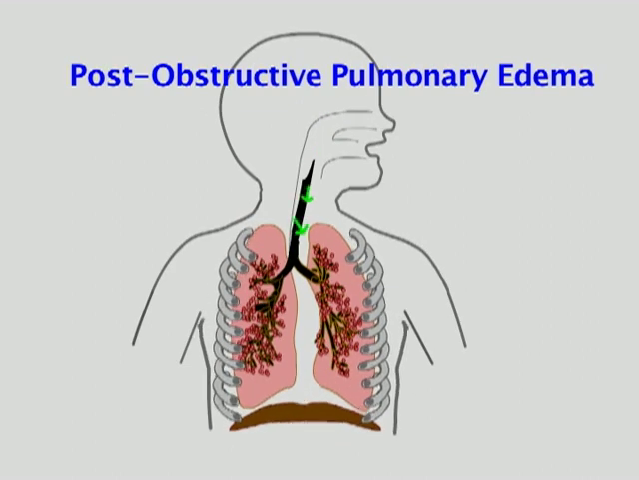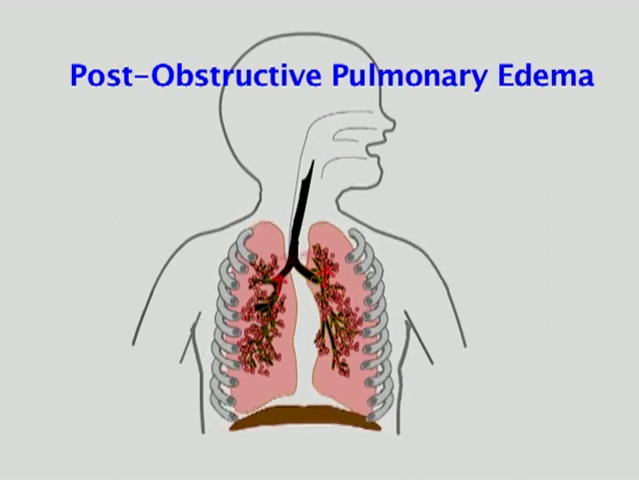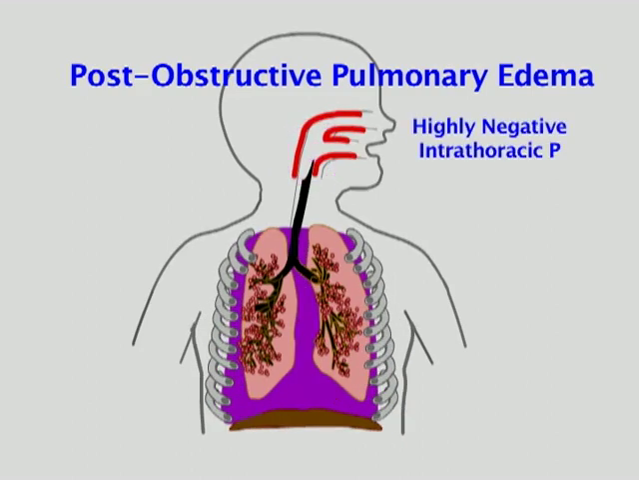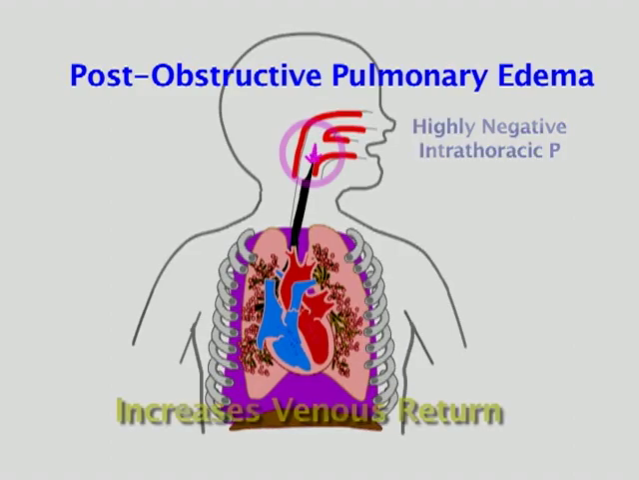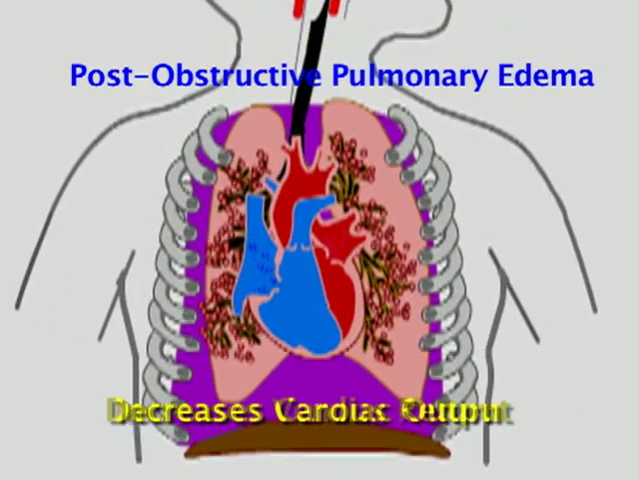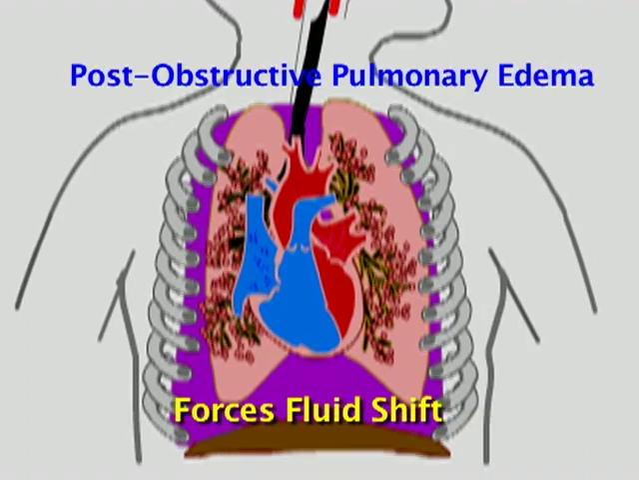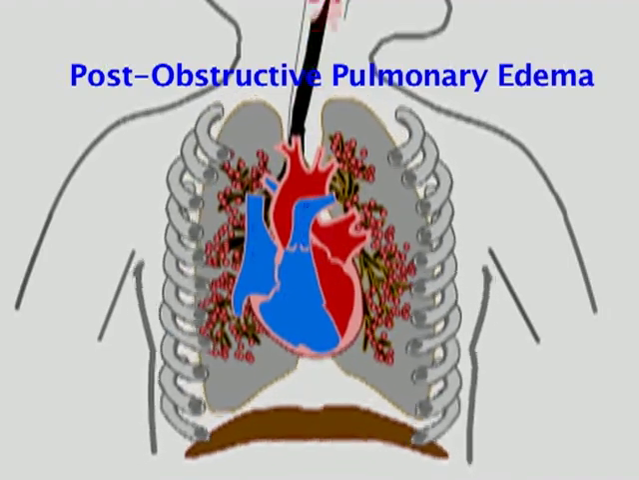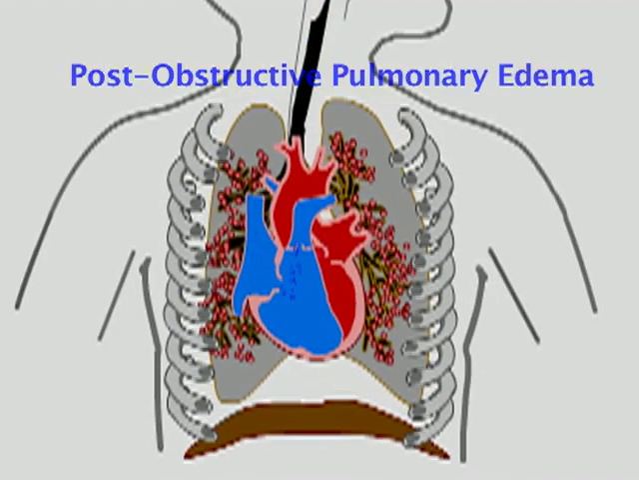POPE 1 occurs when forceful attempts to inhale against an obstruction create highly negative intrathoracic pressure. This in turn increases venous return, decreases cardiac output, and forces intravascular fluid to shift into the alveolar space in the lungs. The typical POPE patient is young, healthy, and strong. A common case history for POPE type 1 is the patient who goes into laryngospasm immediately following extubation, resulting in transient airway obstruction.